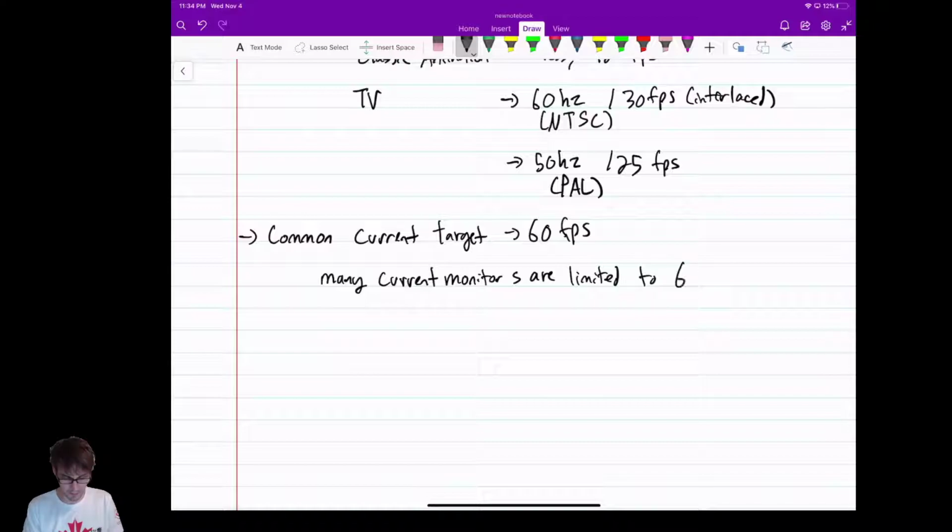Limited to 60 hertz. So 60 frames a second. Hertz means cycles, right? So 60 frames per second. In their hardware, they're limited. They cannot go faster. So if your program runs faster, you can't see the difference.